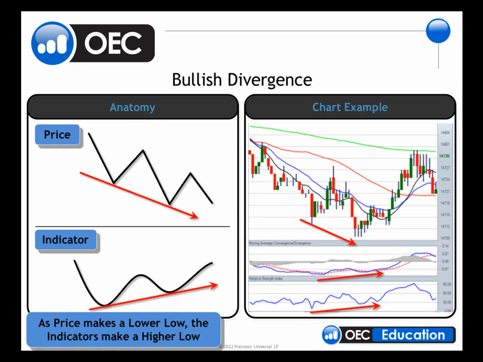This is what bullish divergence will look like on your charts. In the anatomy example, we can see that as price continues to make lower highs and lower lows, the indicator is doing just the opposite. It's beginning to make higher lows and higher highs.